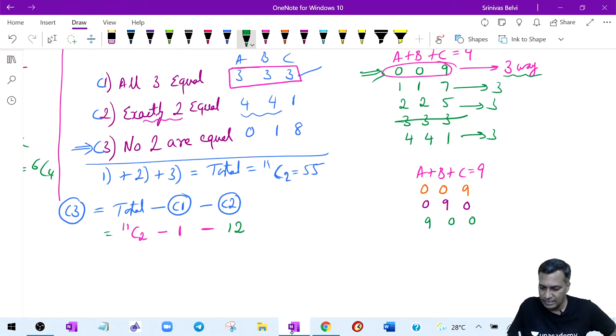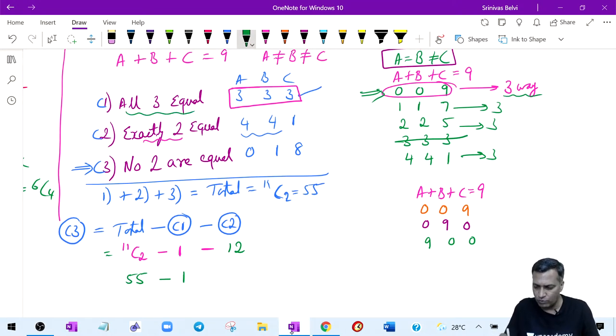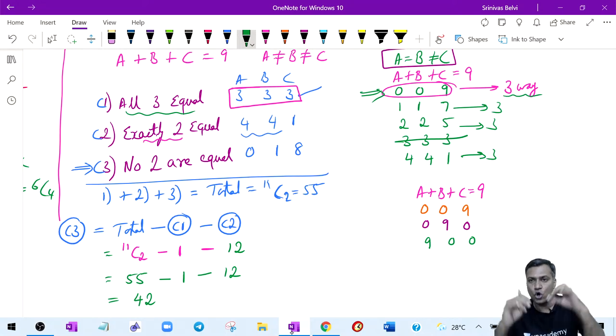What is it that you are trying to say? There are a total of 55 cases, of which one case is where all 3 are equal, and there are 12 cases in which exactly 2 of them are going to get the equal numbers, and then reduce 13 out of this. Therefore, the remaining 42 will have no 2 of them getting the equal number of marbles.